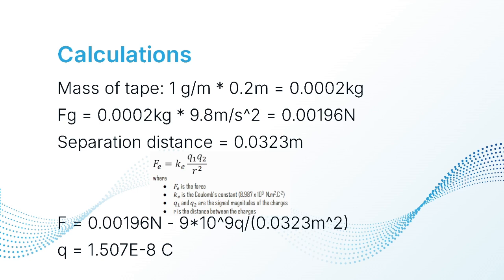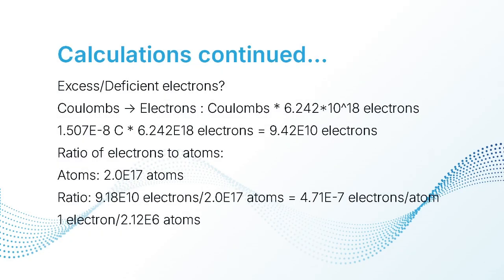Here are some calculations. We found the mass of the tape, then multiplied that by gravity, and that gives us the force of gravity. Then we put that on the left side of the equation, and we set that equal to Coulomb's equation. We plug in our separation distance. We know Coulomb's constant. We're just solving for Q, and there it is at the bottom.